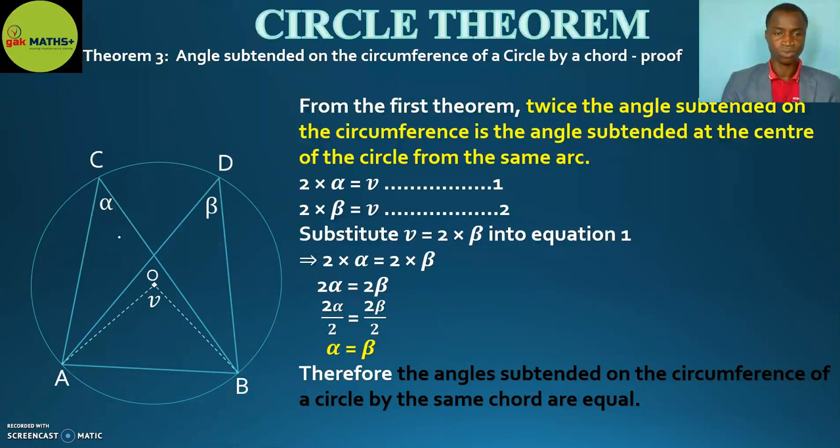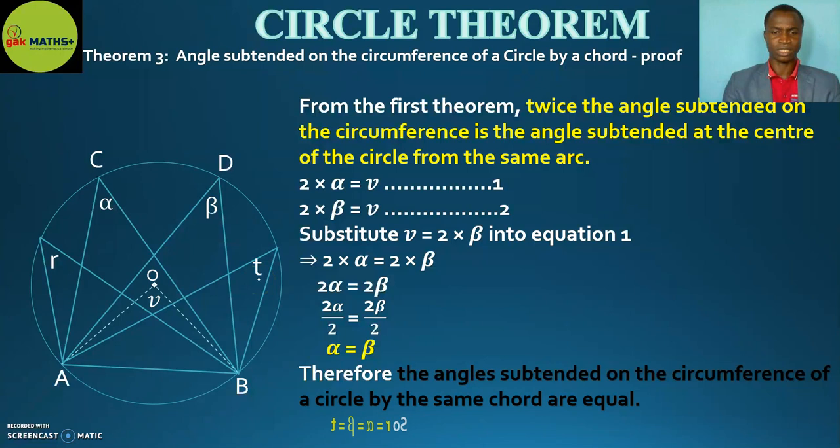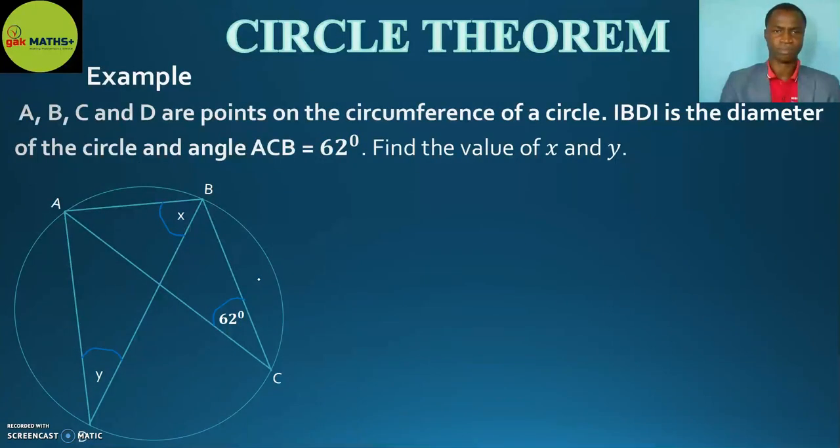Similarly, when we have other angles subtended from the chord AB, probably R and T, the theorem is telling us that these 4 angles are equal: R is equal to alpha is equal to beta and is equal to T. And that is what the theorem is telling us. Let's take an example and look at how this theorem is applied.